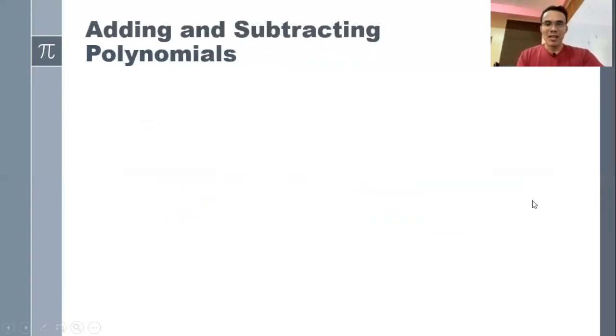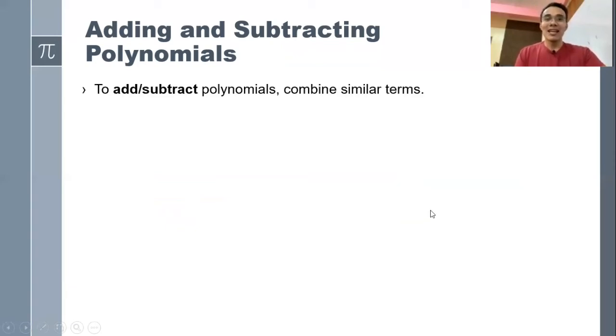Next, let's have adding and subtracting polynomials. We already have discussed how to simplify algebraic expressions. To simplify algebraic expressions, we are just going to combine similar terms. These are terms with the same literal coefficients. And that rule still applies in adding and subtracting polynomials. So to add or subtract polynomials, we're just going to combine similar terms.